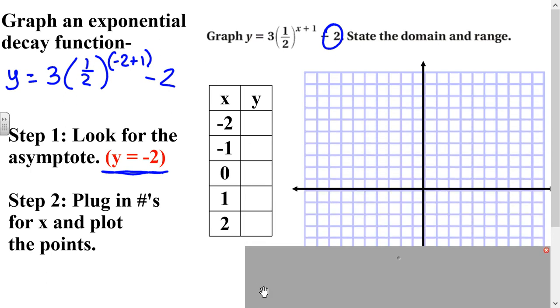So I'm just going to make a chart really quick. Okay, then if I change this to -1, then -1 plus 1 is 0, and we know that anything to the 0 power equals 1. So 1 times 3 would be 3. 3 minus 2 would be 1.